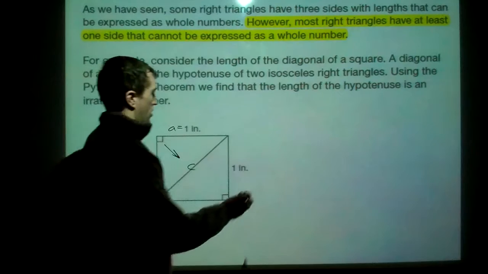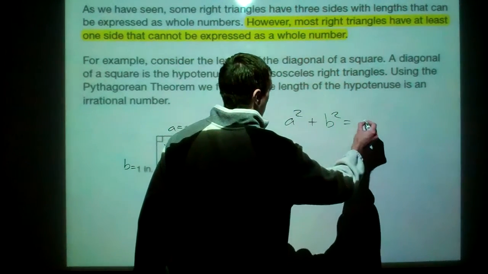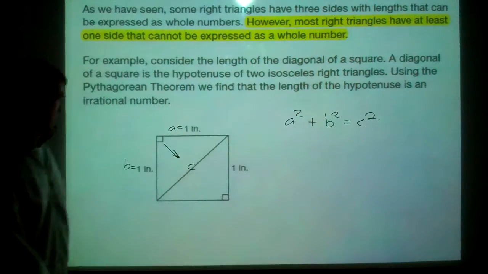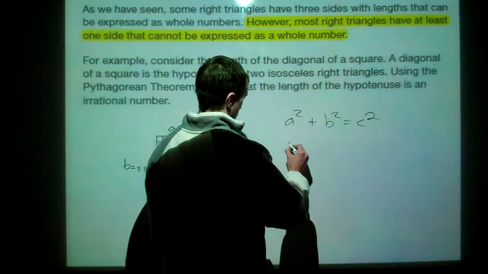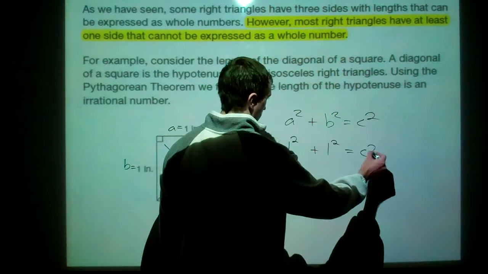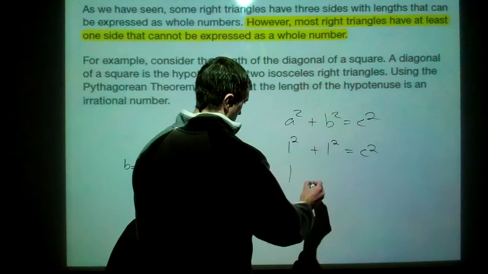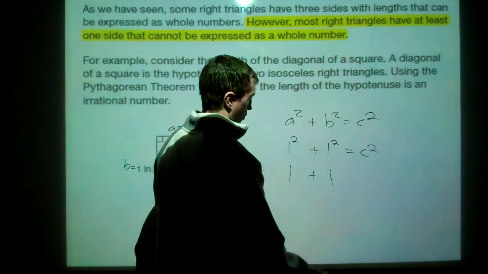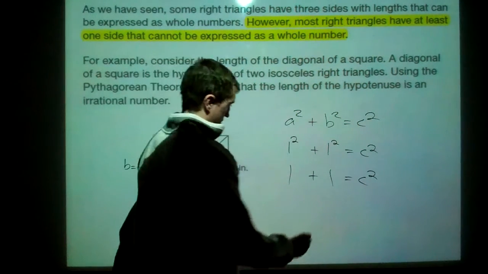So if we put it into our equation here, a squared plus b squared equals c squared, we'll take our a and b, which are both 1, since we have a square. So that's 1 squared plus 1 squared equals c squared. So we're going to do 1 squared, which is 1 times 1, or 1. We're going to get that twice. That equals c squared. 1 plus 1 is 2.